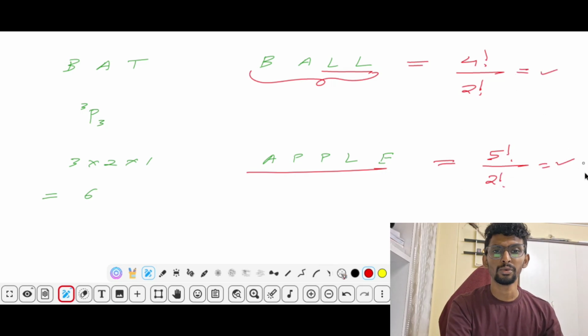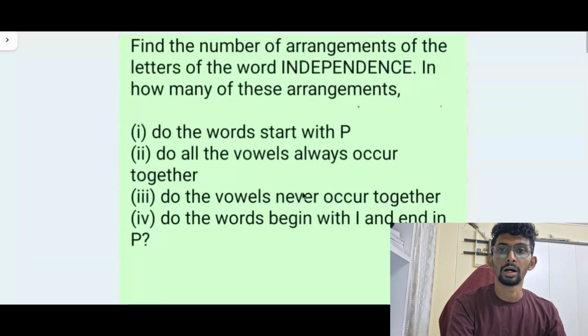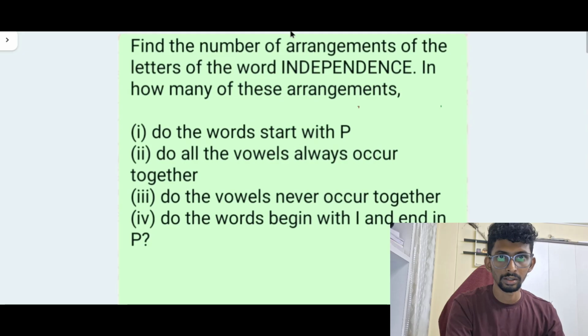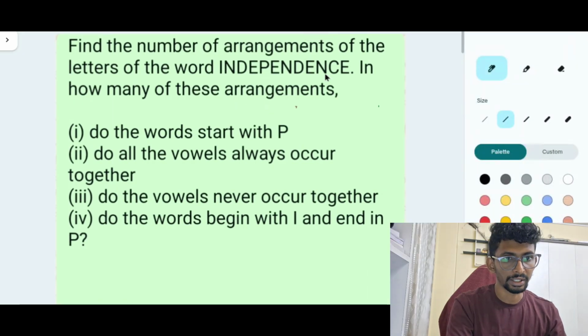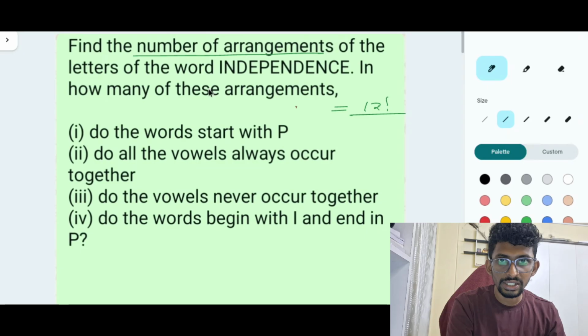Okay. Now let us do a similar question. This one. They said find the number of arrangements of the letters of the word INDEPENDENCE. In this word INDEPENDENCE, you can see there are a total of 12 letters. So the number of arrangements possible is 12 factorial because of 12 letters. Now which are repeating? You can see N is repeating 3 times, so divided by 3 factorial.